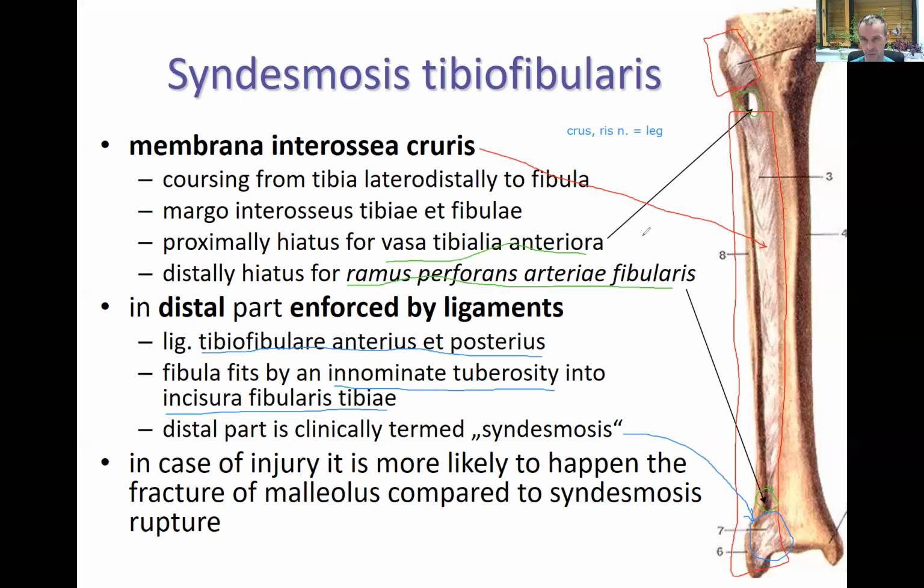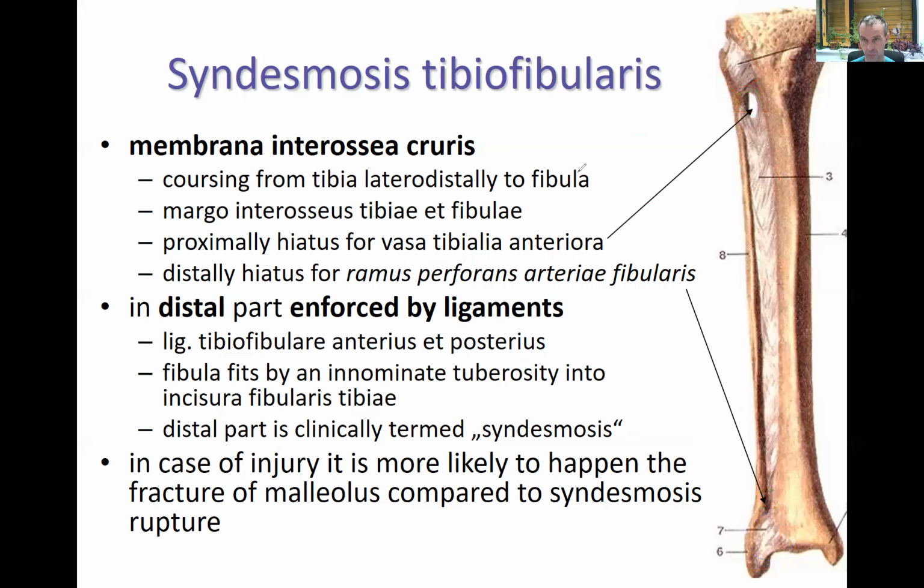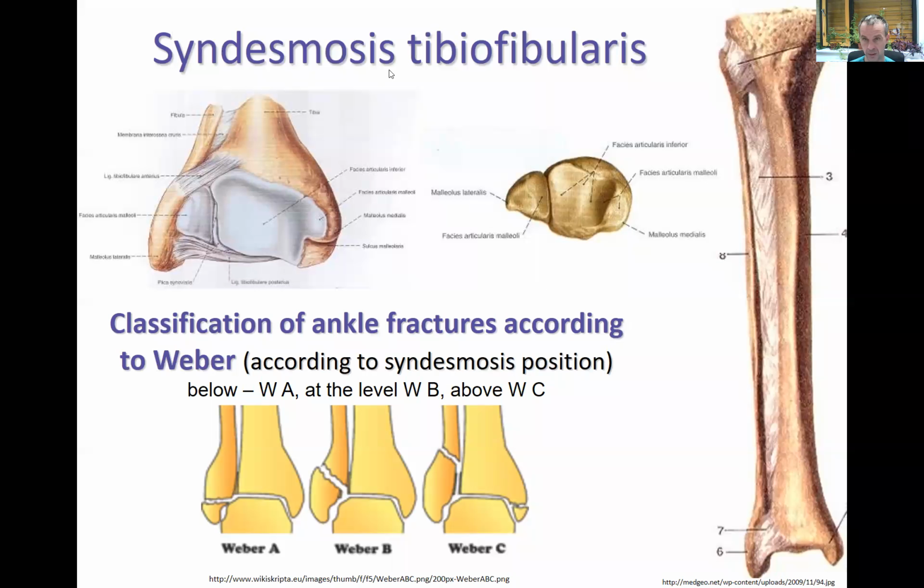So that's all for the tibiofibular syndesmosis, anatomically. And clinically, what can happen is a fracture of the malleolus. When the fracture of the malleolus is below the level of syndesmosis, in clinics it is designated as a Weber A type fracture. When it goes through the syndesmosis, as you can see here, it is Weber B type. When it goes above, it is Weber C type.